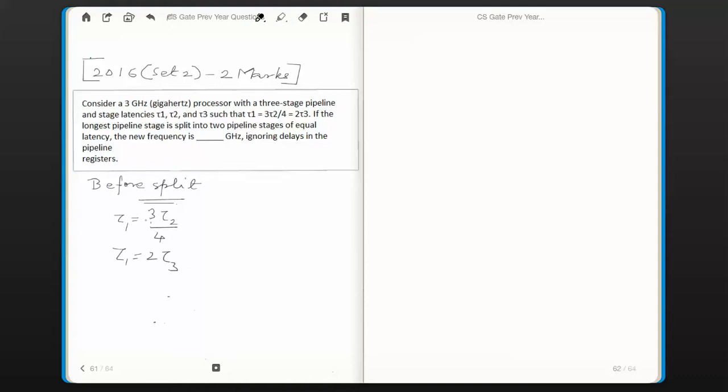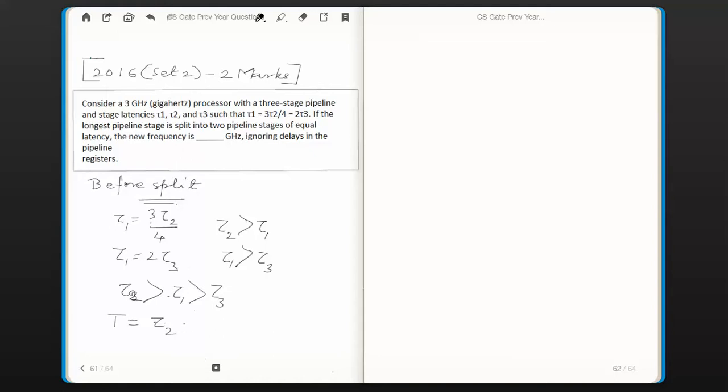From the first relationship, we can see that tau 1 is 3/4 of tau 2. That means tau 2 is greater than tau 1. And from the second relationship, we can see tau 1 is twice of tau 3. That means tau 1 is greater than tau 3. So among these three, tau 2 is the largest stage latency and tau 3 is the least stage latency. Now by rule, the CPU clock cycle time period is equal to the largest stage latency. So the time period of the CPU before split is equal to tau 2.